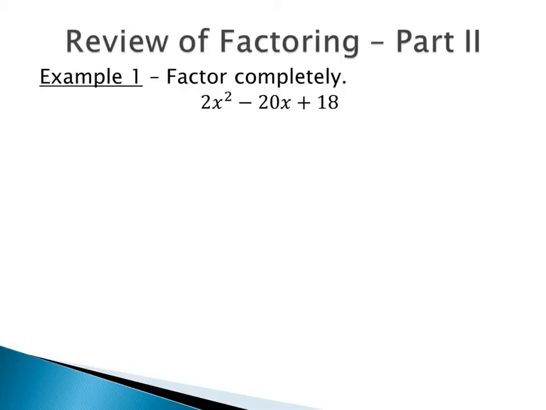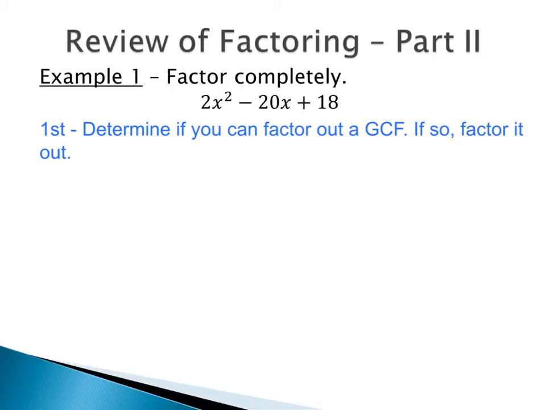In this lesson, we're going to be talking about how to factor trinomials. Our first step for any type of factoring is always to look for our greatest common factor. In this case, we have 2x squared minus 20x plus 18. So first we want to see if there is a GCF, and there is, because between 2x squared, 20x, and 18, we can actually factor out a 2. So that 2 is going to be going on the outside.